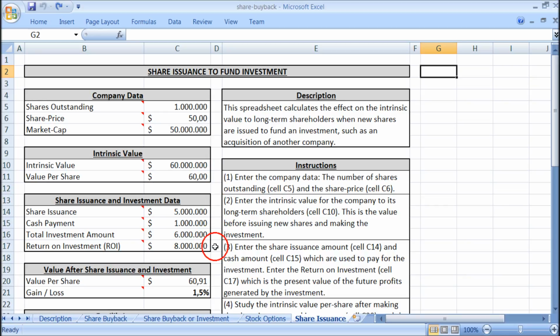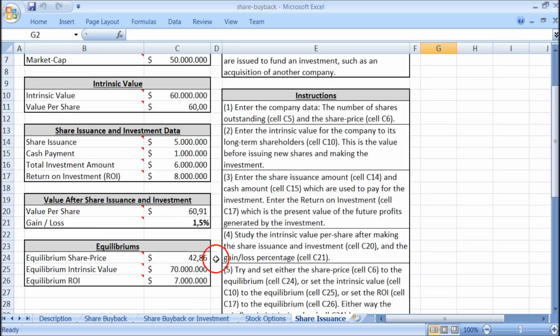Let us assume that the present value of the return on the investment is $8 million. The question is then if the return on the investment is big enough compared to the intrinsic value of the shares that we are issuing. The intrinsic value per share after issuing new shares and making the investment is $60.91 under these assumptions. And this is 1.5% higher than the intrinsic value before making the share issuance and the investment.